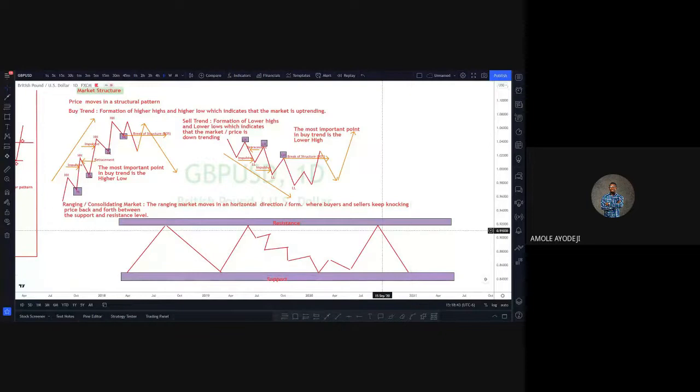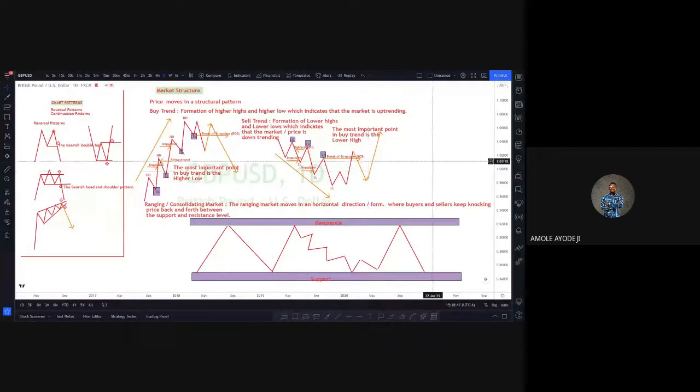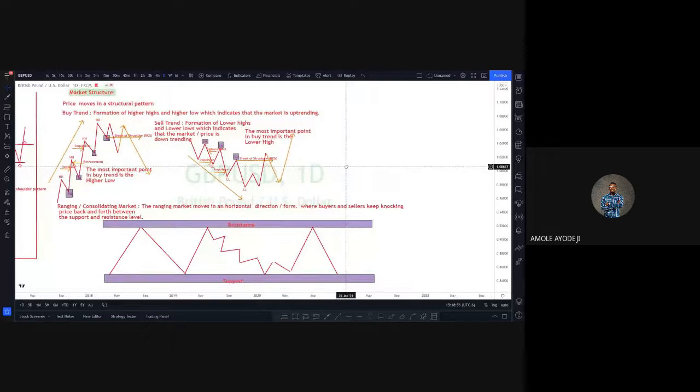The consolidation. Now, the last thing I'll talk about before I move forward is the candlestick formation. Imagine this market structure and candlestick formation, because at every structural point, based on experience and observations, I've noticed that there are several candlestick formations that happen at these several structural points.